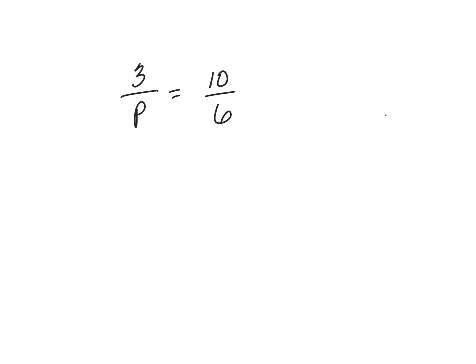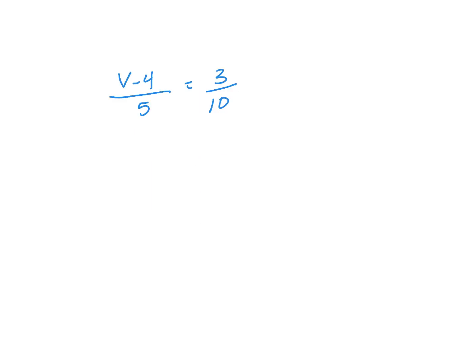Whenever you have two fractions equal to each other, in order to solve it, you cross multiply, okay? You only cross multiply across an equal sign. A lot of people want to cross multiply when it's like a plus or something like that. You don't do that. So you have 18 equals 10p, and to leave the p alone, you just divide by 10 and you get 1.8 equals p.